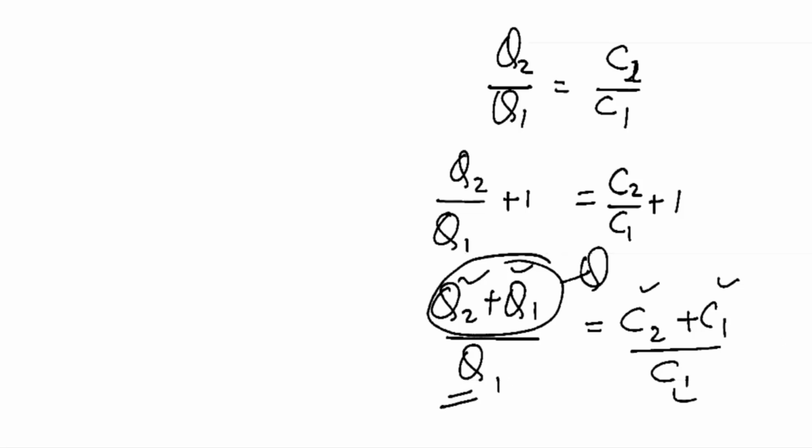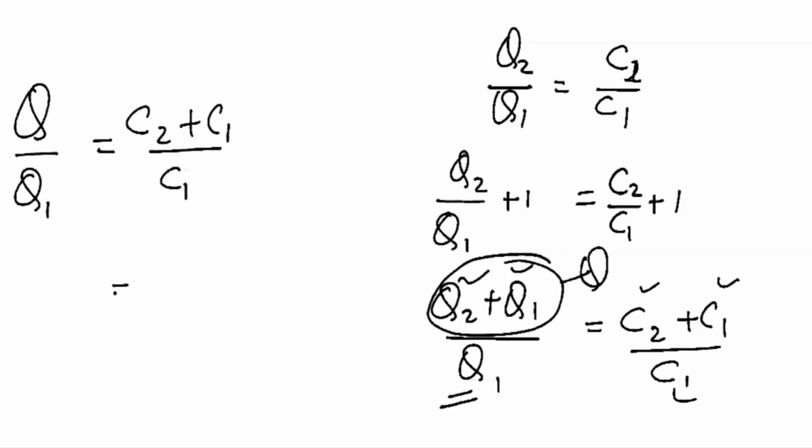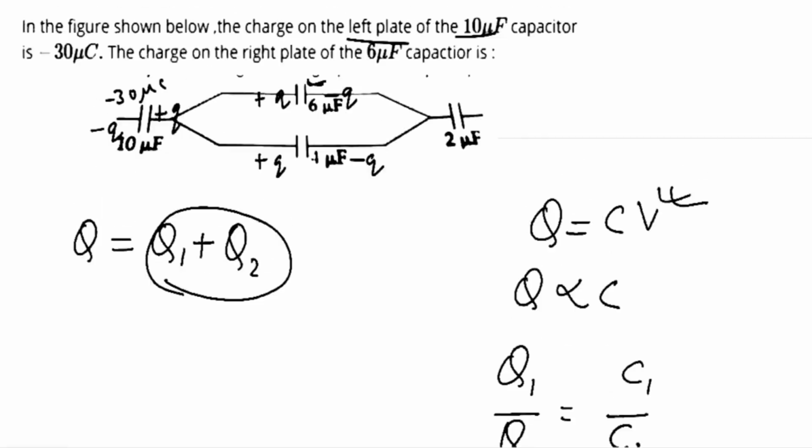Okay, so if we substitute the value here, Q2 plus Q1, that is Q, over Q1, will be equal to (C2 + C1)/C1. So Q is given, minus 30 microcoulomb, and we have to find out Q1. C2 is, we can see here, C2 is 4 and C1 is 6.